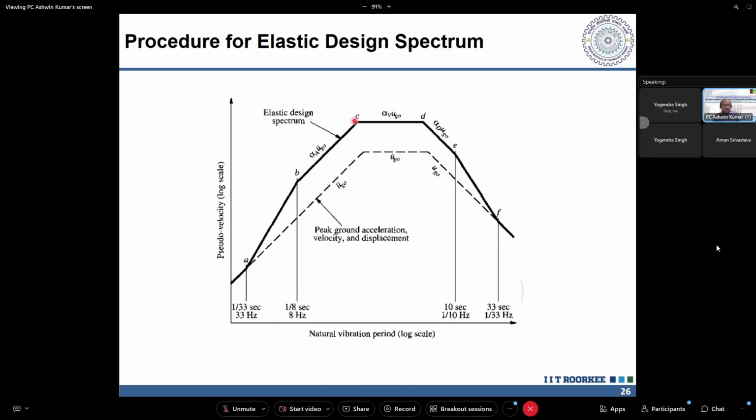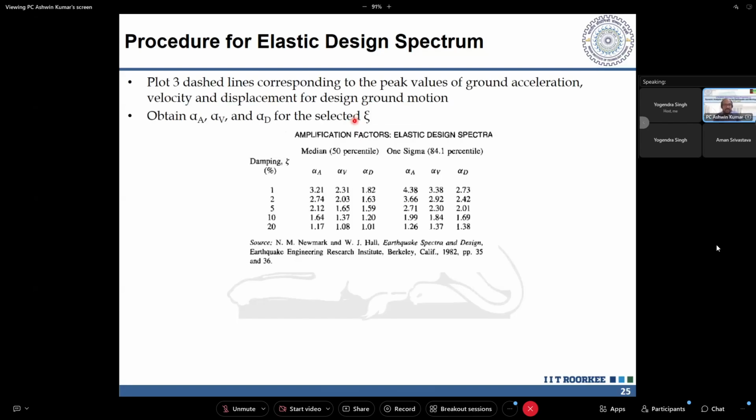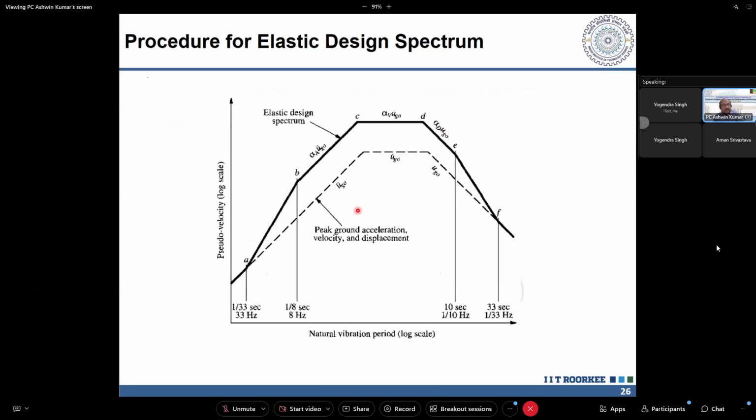Now, the P to C region is the one, if you remember, where the amplification in the acceleration does not depend upon the time period. It depends only on the damping ratio. So that's why they gave this amplification with respect to damping ratio. Let's say I have 5% damping that I'm considering for my RCC building or bridges. I take my alpha A, alpha V and alpha D to find my median response spectrum curve. I multiply my peak ground acceleration with this alpha A.